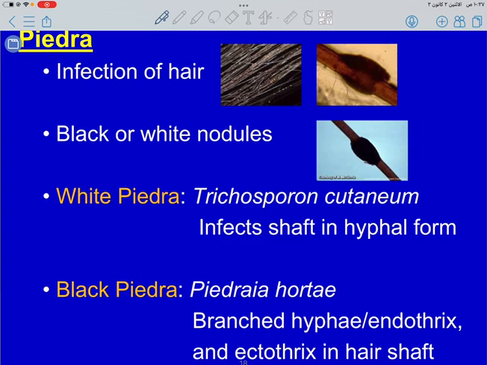The black or white. The white piedra is caused by Trichosporon cutaneum. وإذا تريد بس تحفظ Trichosporon، بارك الله فيك، ما مشكلة. Infect the shaft in hyphal form. The black piedra: Hortaea. Hortaea اسم عالم تراها. Okay? And you can see branched hyphae and endothrix. الصورة الأولى اللي شفناها، endothrix and ectothrix.